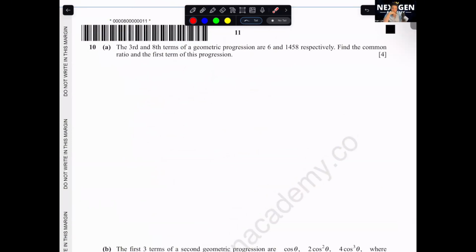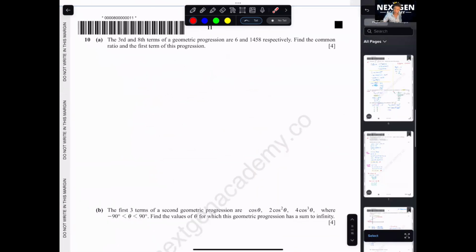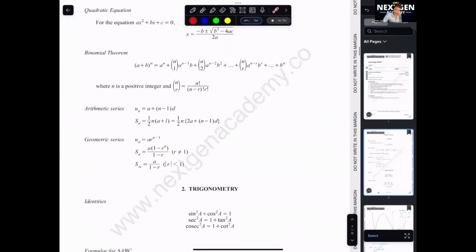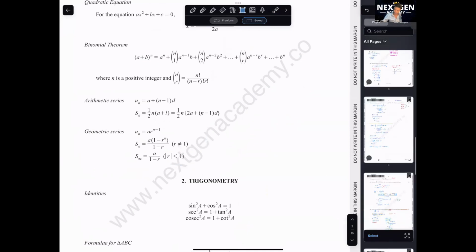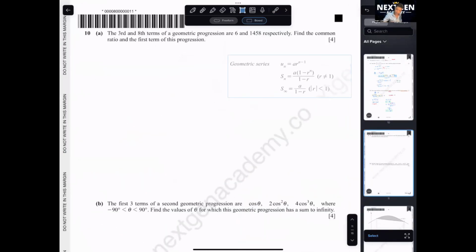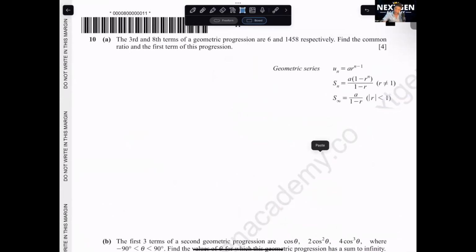The third and eighth term of a geometric progression. If you don't know where to get the formula, refer to your formula sheet first. You write down all the formulas that you need here first. So geometric series, right here, you can refer to it. The nth term is Un equals a r to the power of n minus 1. They say the third term is equal to 6 and the eighth term is equal to 1458.